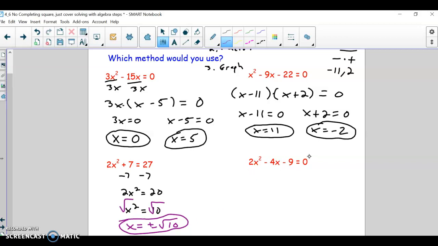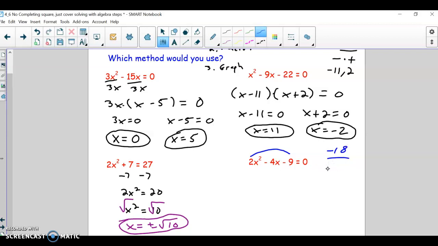All right, last one. So the deal with this is no GCF. No algebra steps because it has x squared and x. And then if I thought about factoring, I could say, hey, is there a GCF to this? But there's not. So I could try long factor, like 2 times negative 9 is negative 18. But long factor takes a long time.